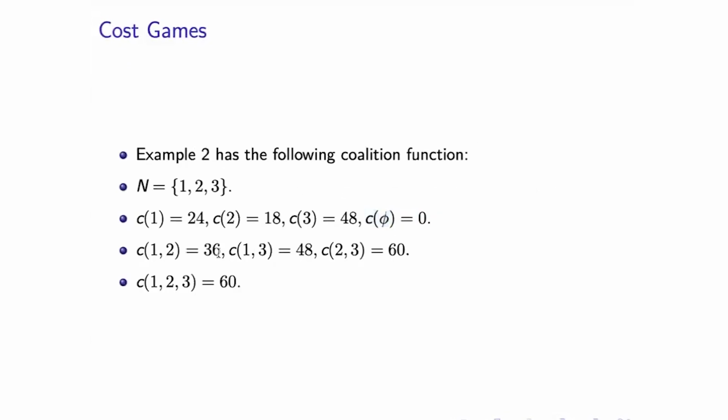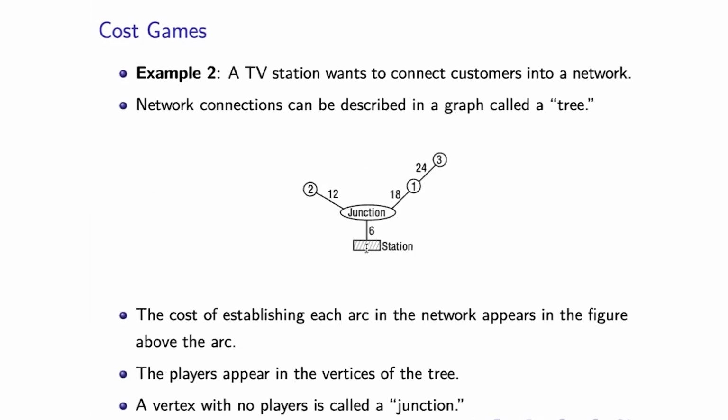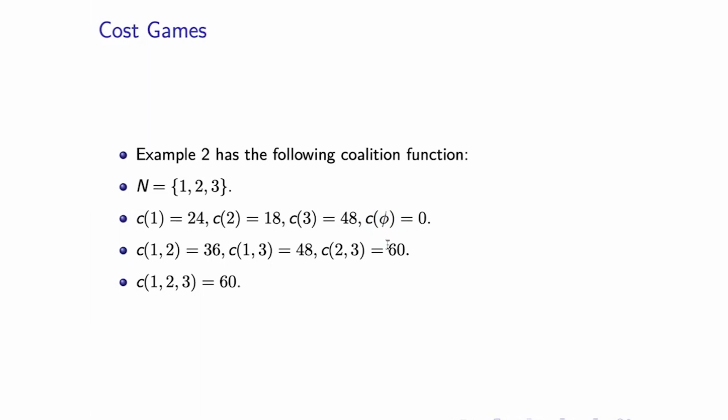So notice that this 36 is actually less than the cost of coalition 1 plus the cost of coalition 2. The reason is that if you build this connection between the station and junction 6, it can help connect to both 1 and 2, right? So this was a common cost that you don't have to spend for both people. Just building this one connection is enough to connect to both 1 and 2. That's why you have a reduction compared to before. Okay.